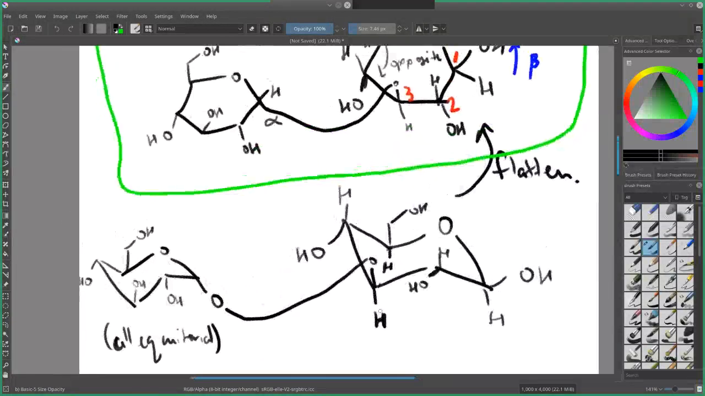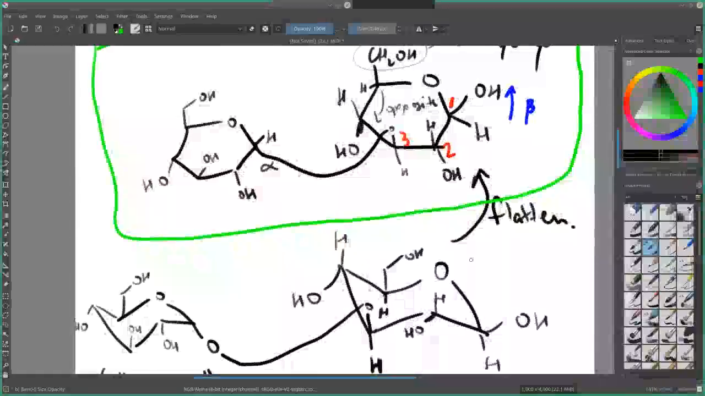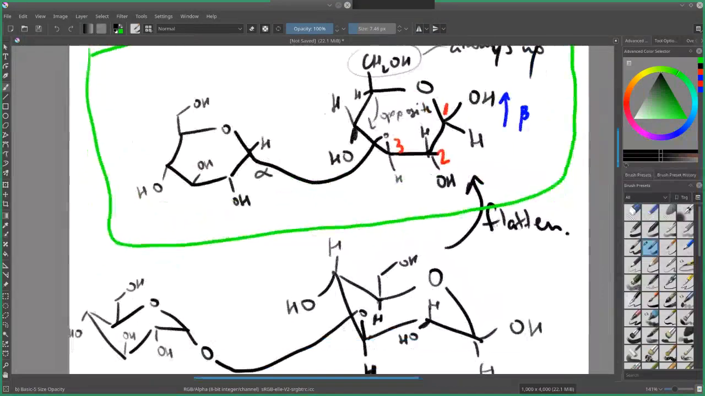So either one of these, whichever you prefer, whichever you're more comfortable drawing, is totally fine. It's up to you. Okay. Any remaining questions for one?